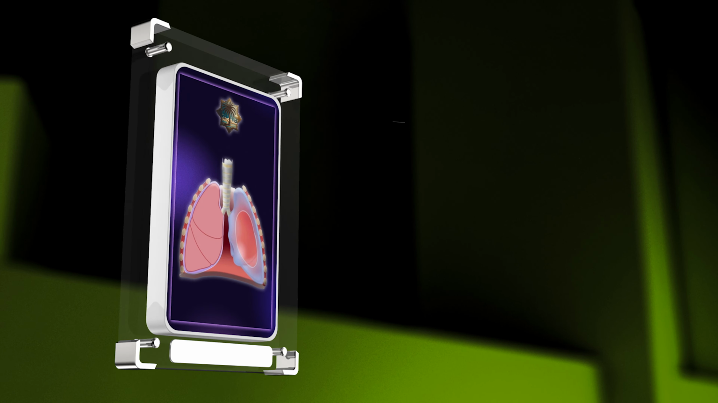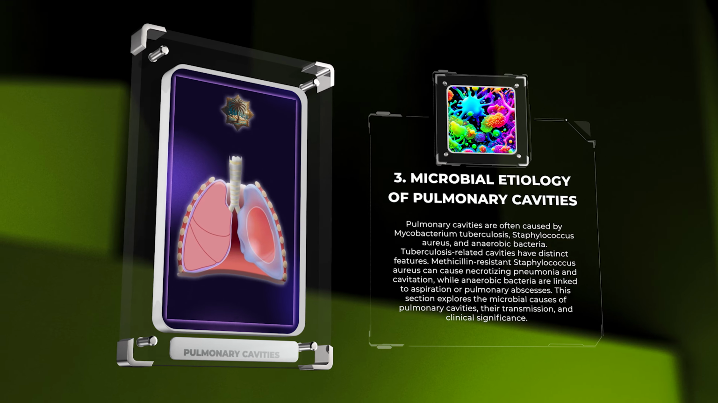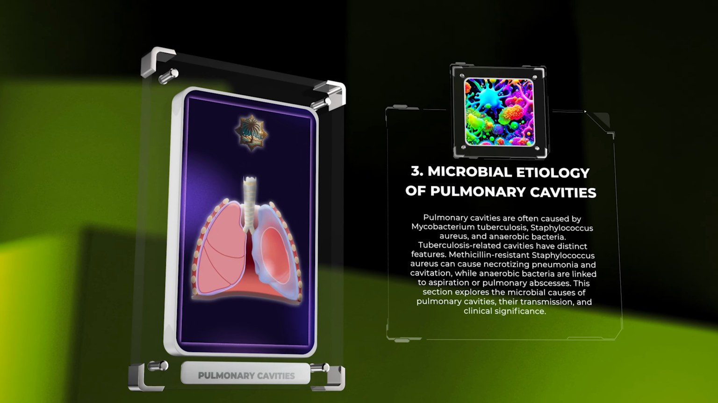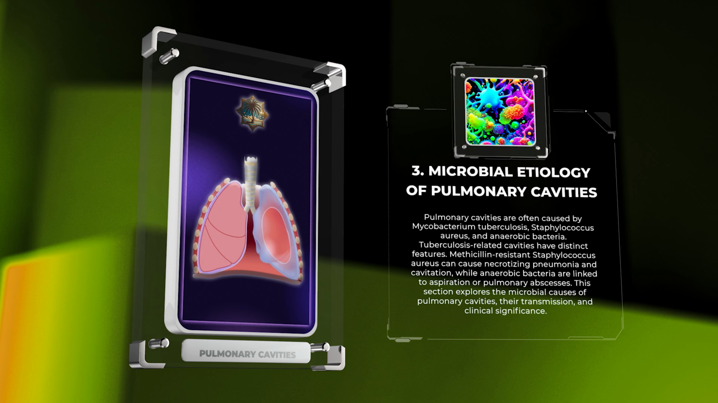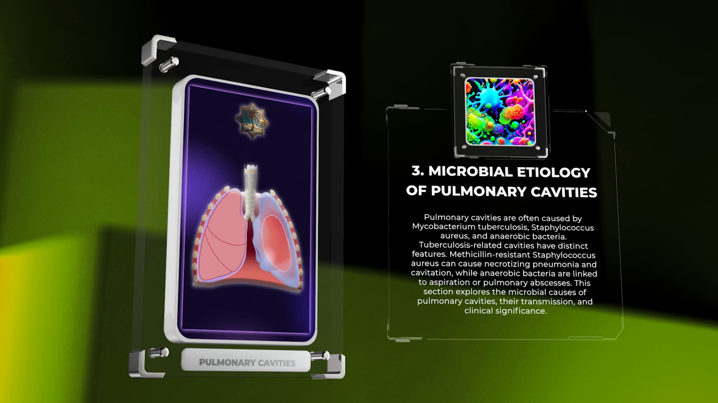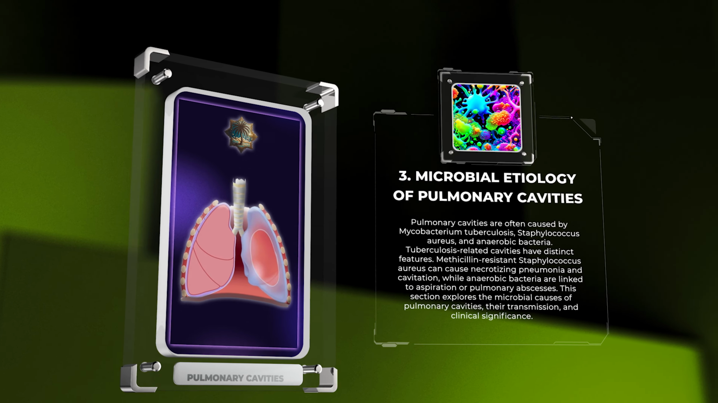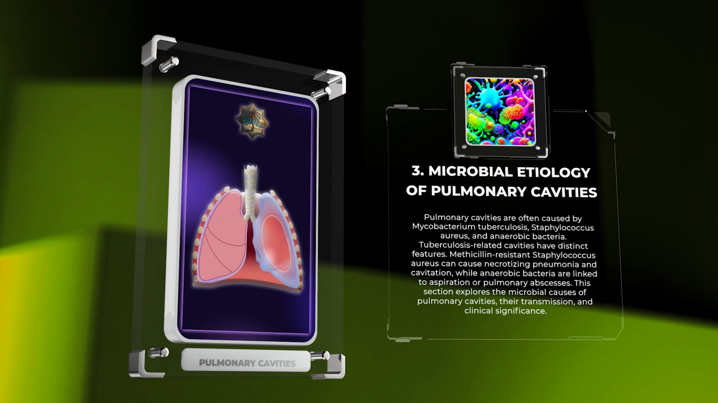Pulmonary cavities are often caused by Mycobacterium tuberculosis, Staphylococcus aureus, and anaerobic bacteria. Tuberculosis-related cavities have distinct features. Methicillin-resistant Staphylococcus aureus can cause necrotizing pneumonia and cavitation, while anaerobic bacteria are linked to aspiration or pulmonary abscesses. This section explores the microbial causes of pulmonary cavities, their transmission, and clinical significance.